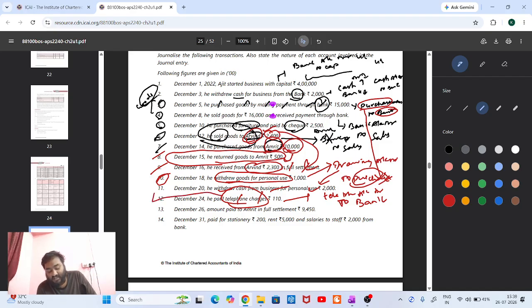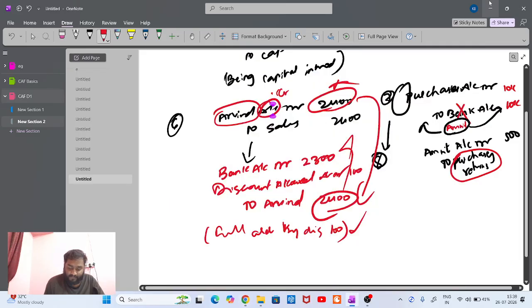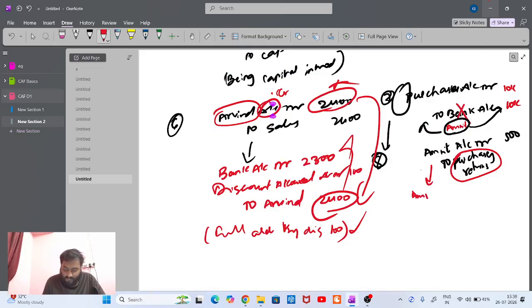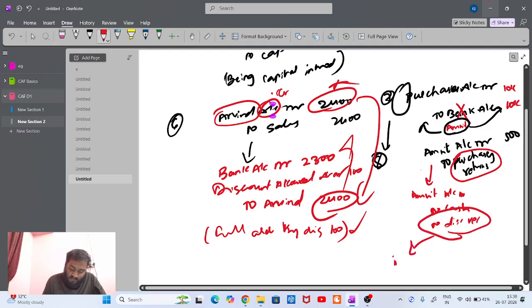What do we say? Debit all expenses or losses, which is nominal in nature. Telephone charges is a profit and loss item. Full settlement for 9,450. 10,000 minus 500, 9,500, 50 rupees we have taken discount from him. So for this entry, and with the account debit to cash to discount received, it is income to us.